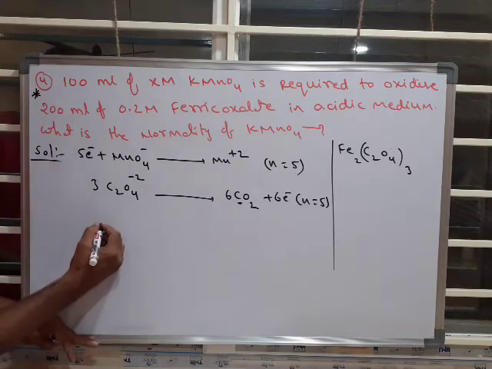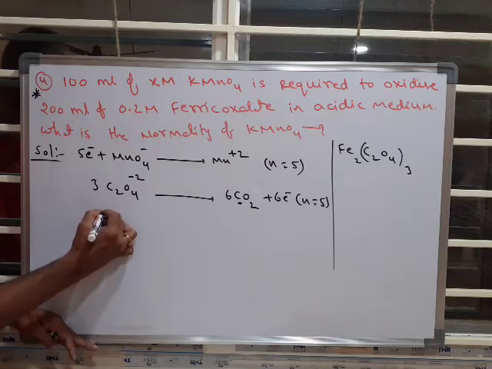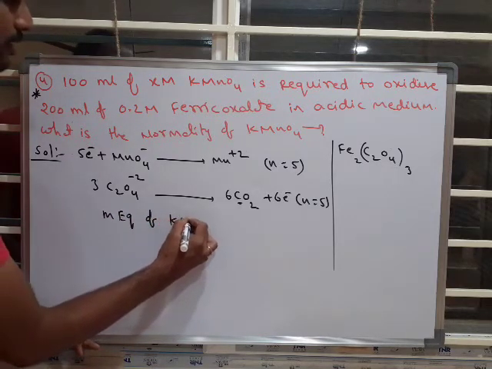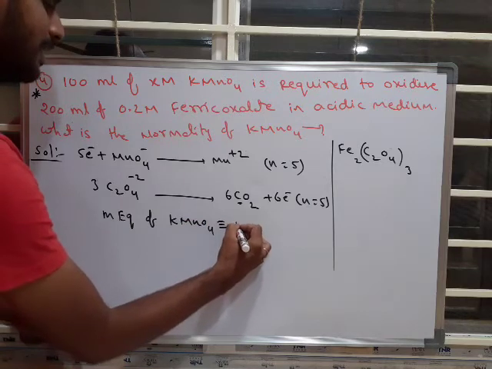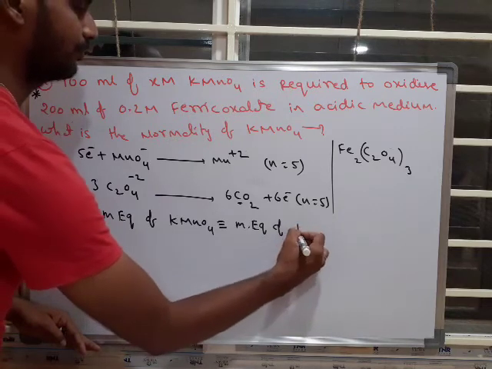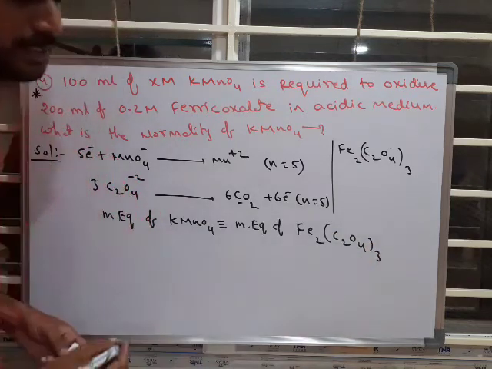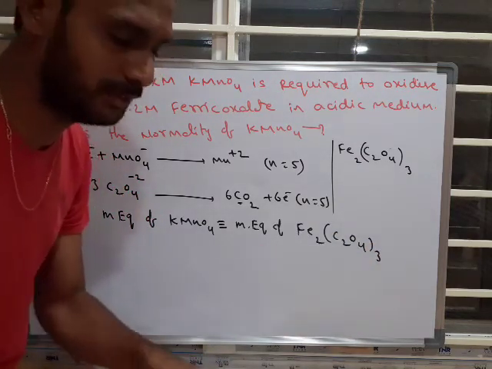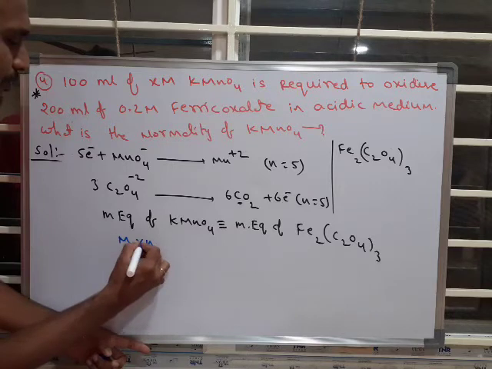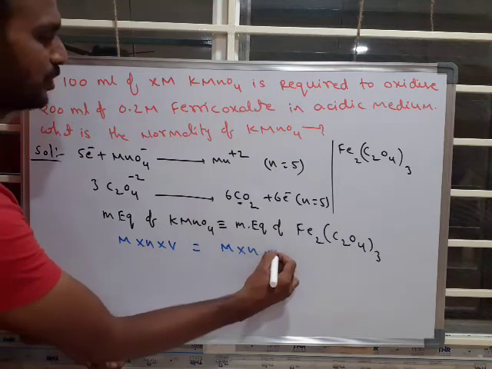So for the reaction, total oxidation is required. So we can write that milli equivalents of potassium permanganate are exactly equal to milli equivalents of ferric oxalate. Knowing the formula is also very important in these problems; without knowing the formula we can't do it. Milli equivalents, we know, is molarity into n factor into its volume.